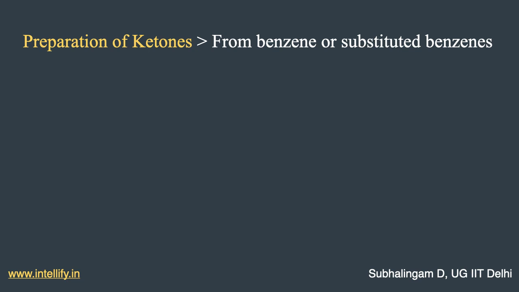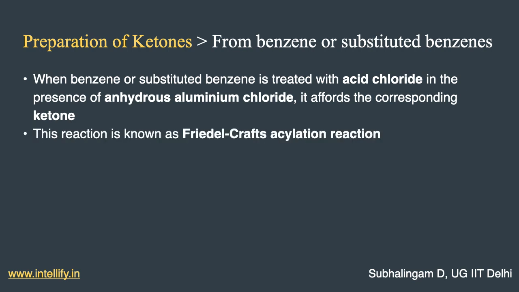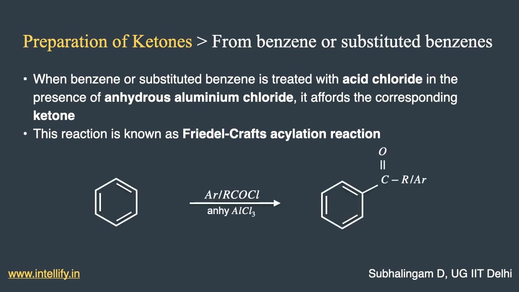From benzene or substituted benzenes, when benzene or substituted benzene is treated with acid chloride in the presence of anhydrous aluminum chloride, it affords the corresponding ketone. And this reaction is known as Friedel-Crafts acylation reaction, which you have seen many times, I suppose. And this is the reaction. We have benzene. I treat it with acyl chloride in presence of anhydrous aluminum chloride. I get the corresponding ketone.